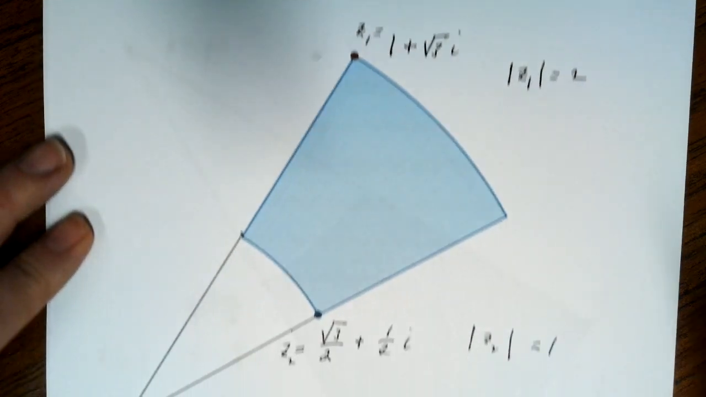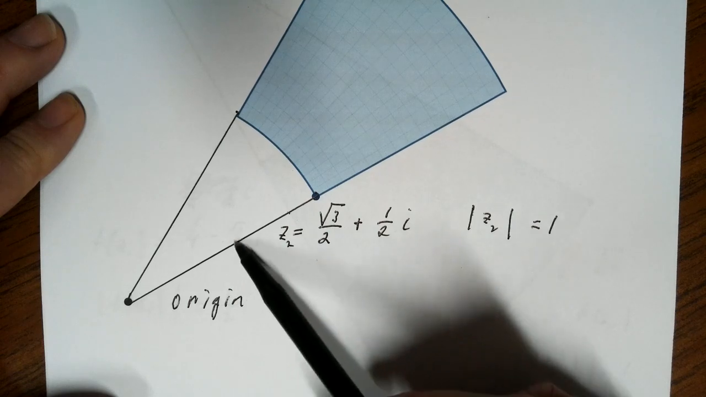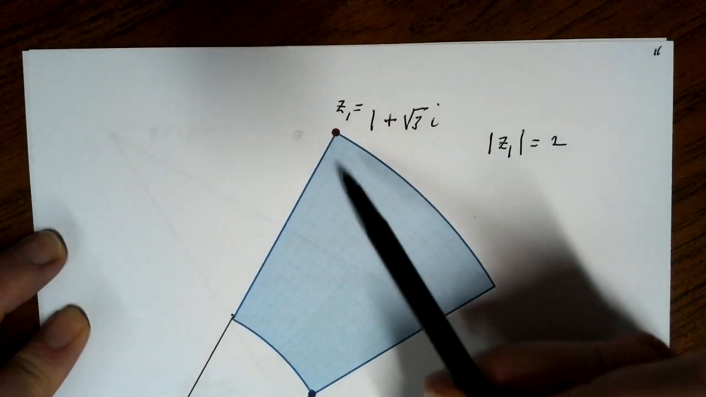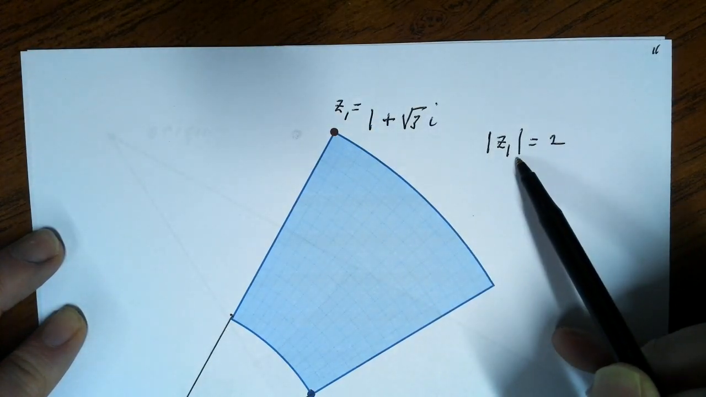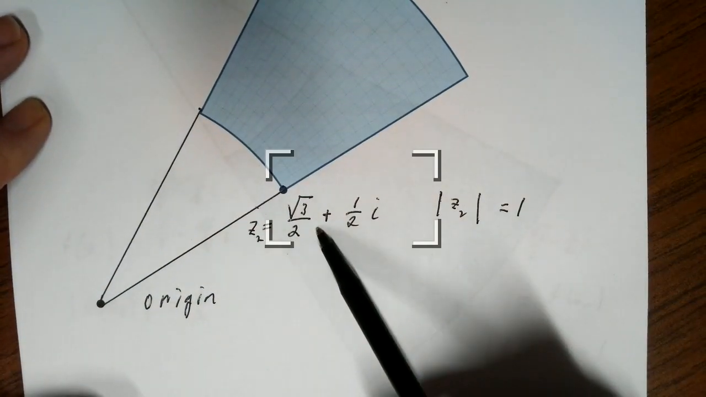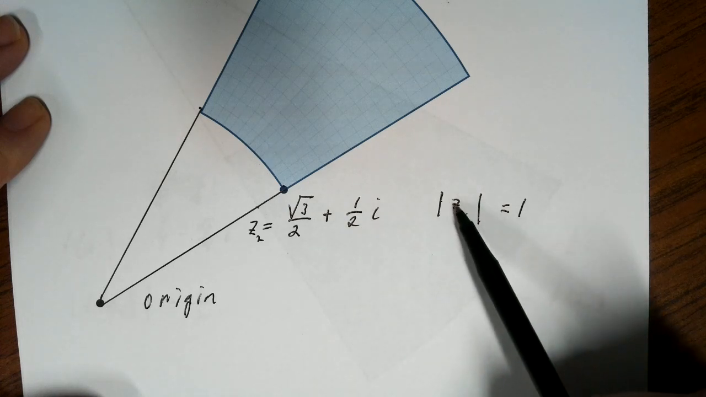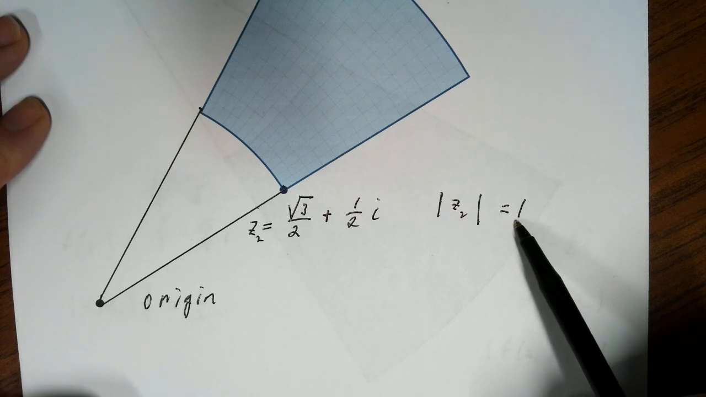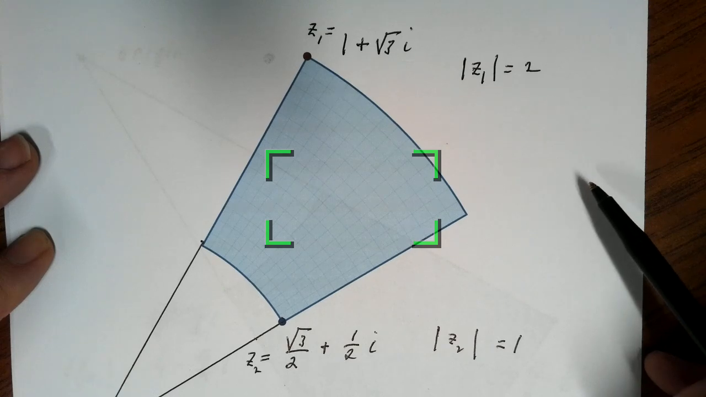So again, here is that region. The origin is back here. This angle is pi over 6. This angle is pi over 3. Here's z1. It's 1 plus root 3i over 2. You can check yourself that the modulus of z1 is 2. This complex number, z2, root 3 over 2 plus 1/2 i, has the property that its modulus is equal to 1. So under the inversion mapping, we take each complex number and reflect about the real axis.